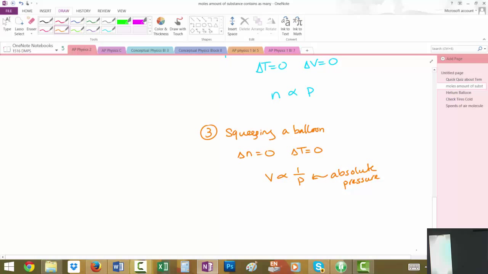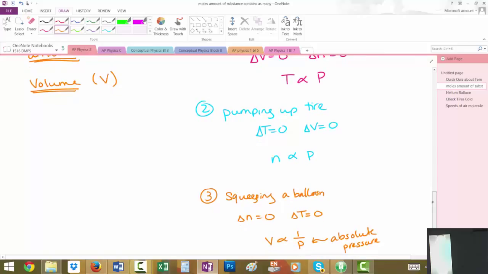Okay? We can put these things together. Temperature is proportional to P. Amount is proportional to P. V is proportional to 1 over P. We can put those 3 ideas together, and we can say then that P is proportional to temperature and N over V.